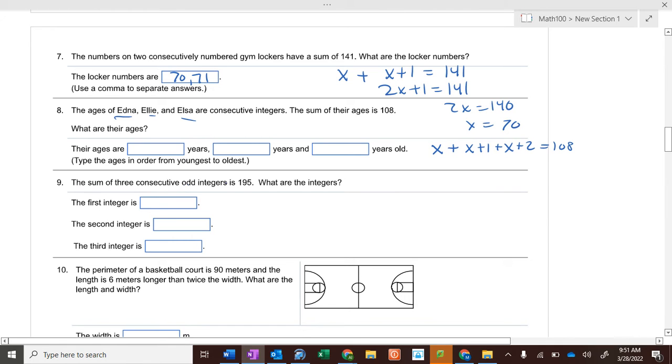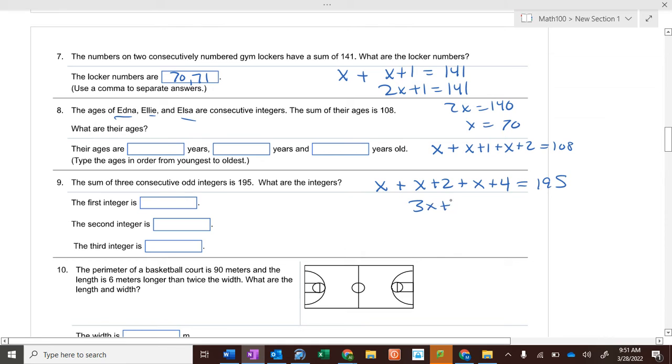The sum of three consecutive odd integers is 195. If one odd integer is x, how do you get to the next odd integer? You add. How do you get from 31 to 33? You add 2. How do you get to a third odd integer? You add 4. Okay? So consecutive odd integers aren't just odd numbers here. They're x, x plus 2, and x plus 4, which equals 195.